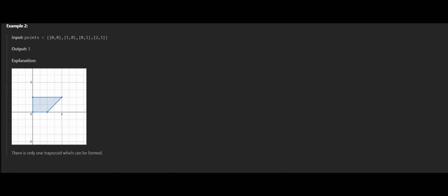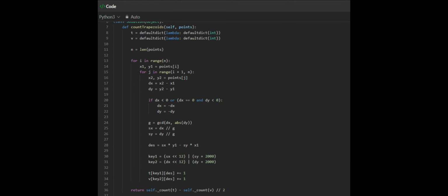Example 2. Input, points equals, 0 0, 1 0, 0 1, 2 1. Output, 1. Explanation. There is only one trapezoid which can be formed. Now that we've heard the problem description, let's walk through the solution.